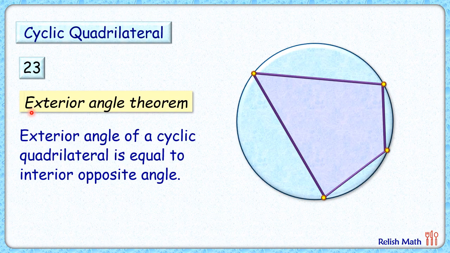Okay, this theorem is the exterior angle theorem, a very easy theorem. It states that for any cyclic quadrilateral, the exterior angle is equal to the interior opposite angle. For the exterior angle, we can extend any one side. So this side, if we extend it, the angle formed here is your exterior angle. If I take this angle as alpha degrees, then the interior opposite angle, this angle, will also be alpha degrees. Let's check the next theorem.